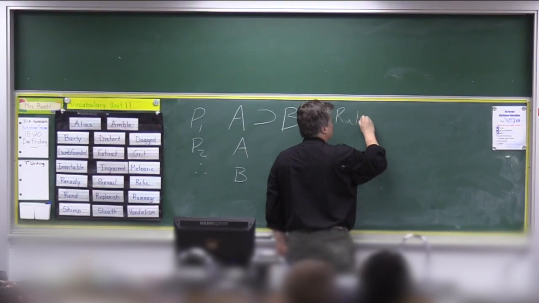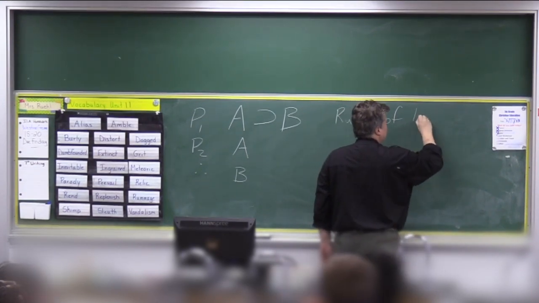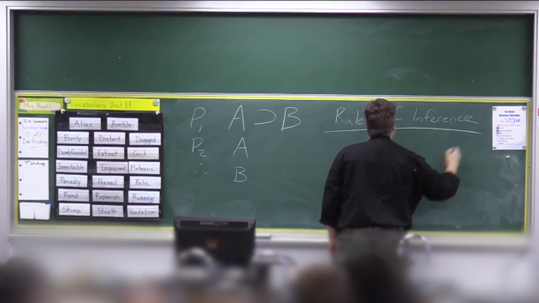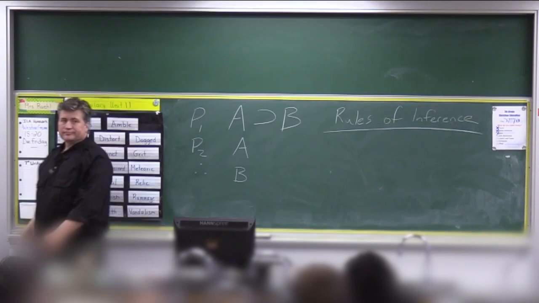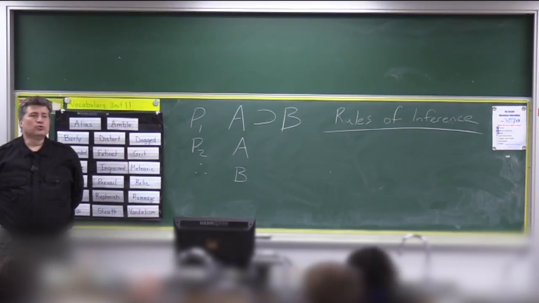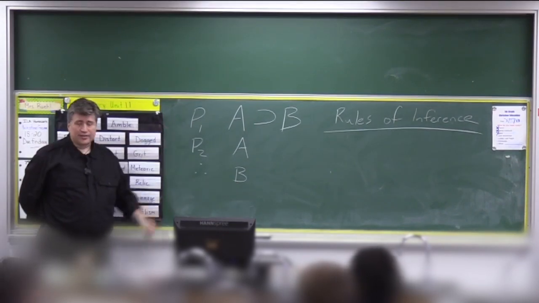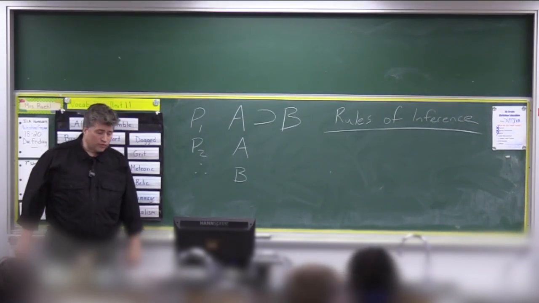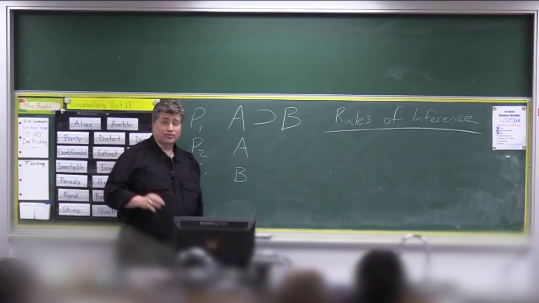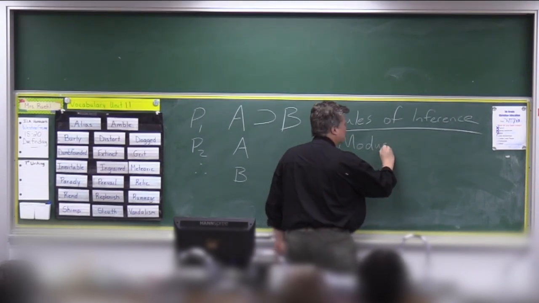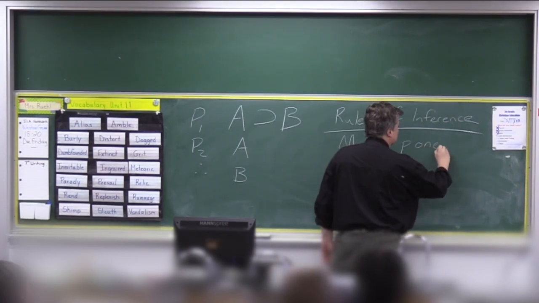So what we need to do is run through what are called rules of inference. These are the rules you can apply to premises to legitimately draw conclusions. What we just did here is one of those rules of inference. It is actually called, you ready for this? It is called modus ponens.